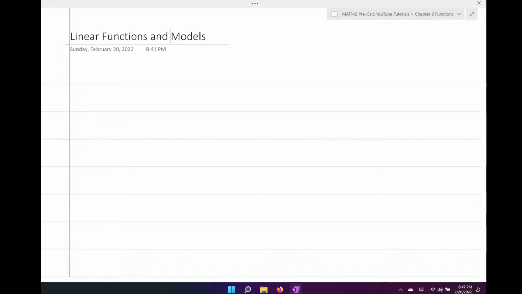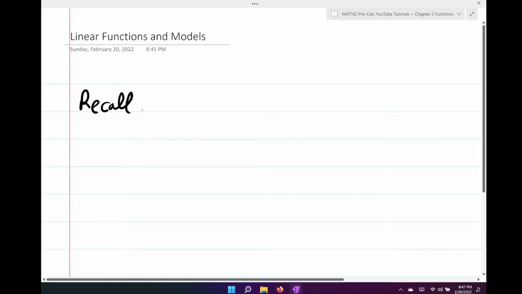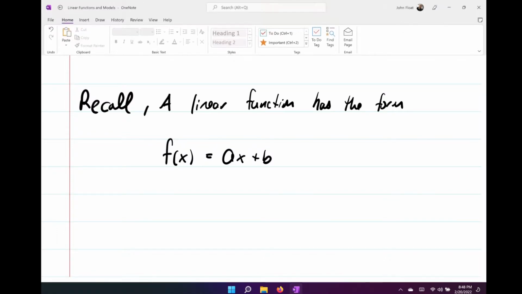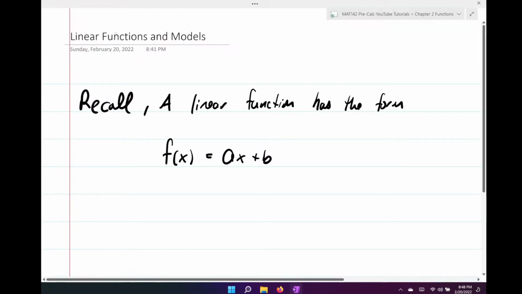So first, recall. A linear function has the form f of x equals ax plus b. And the key to this is that the x variable is raised to the first power. So that's what makes this whole function linear.